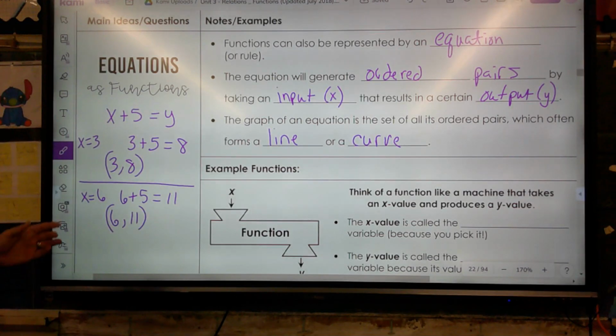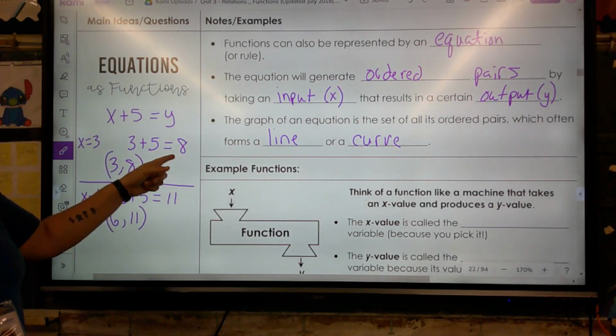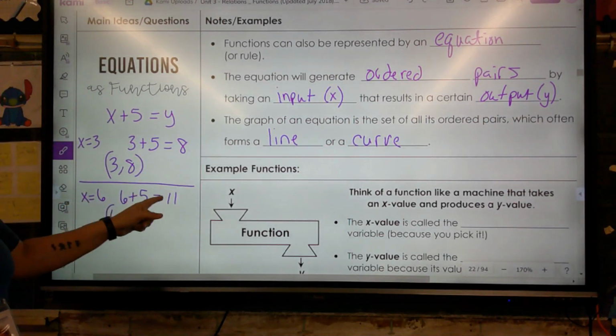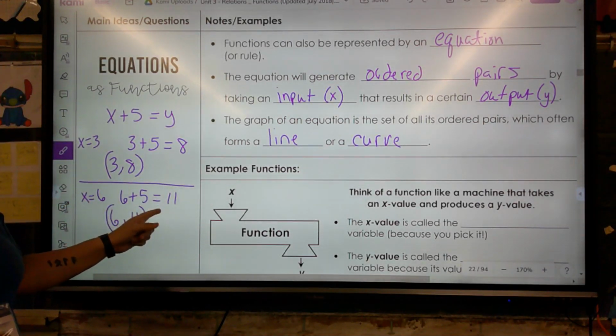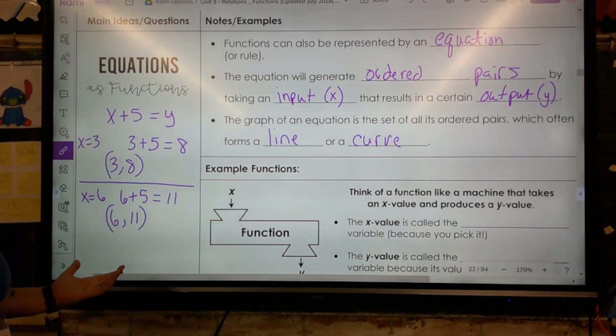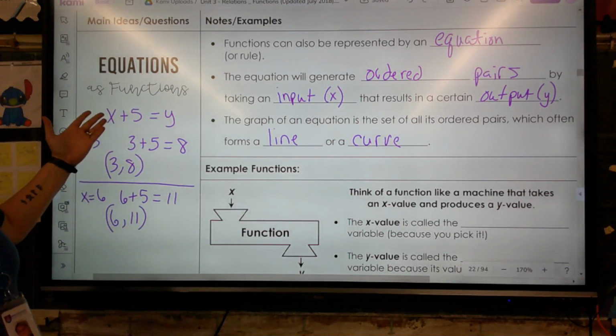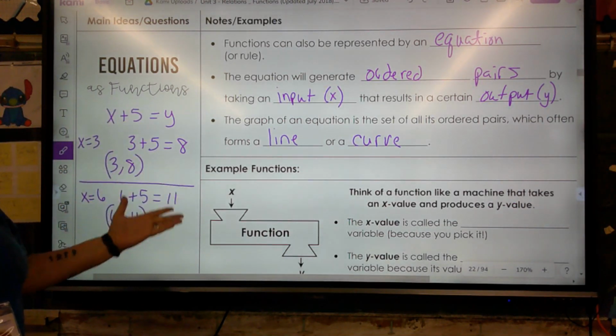It's a function. It's just a machine. You put in a quarter, you got a gumball. It's just a machine. Our machine is x plus 5. That's the function. What you put in affects what comes out. It's a function.